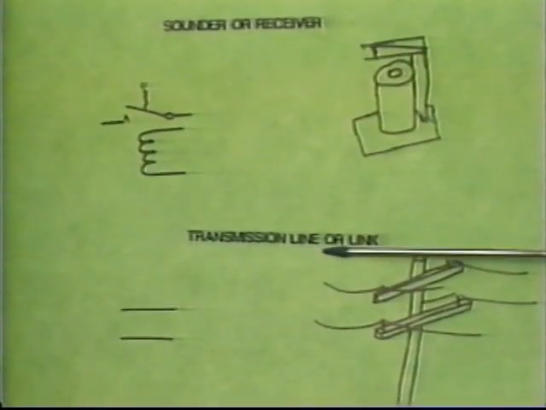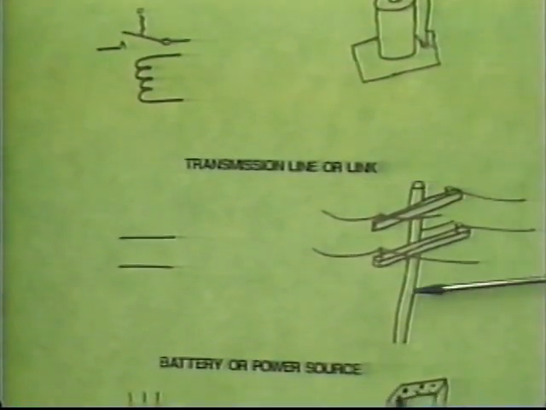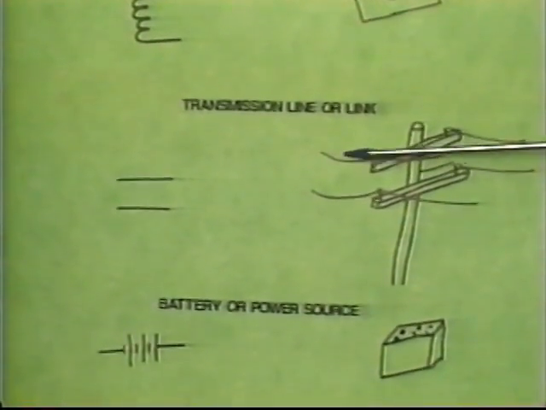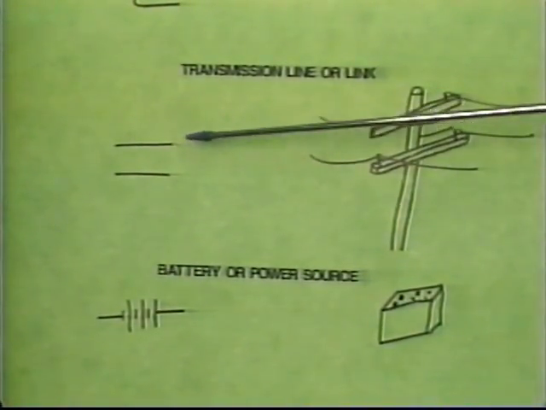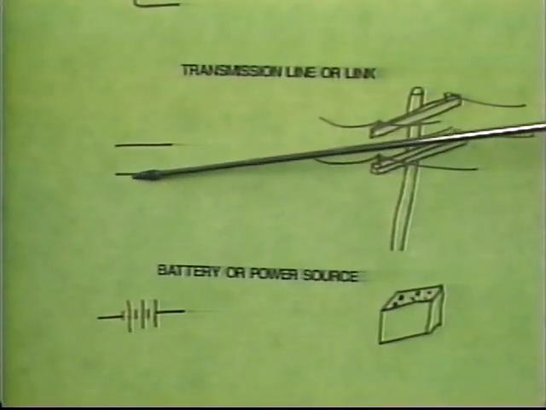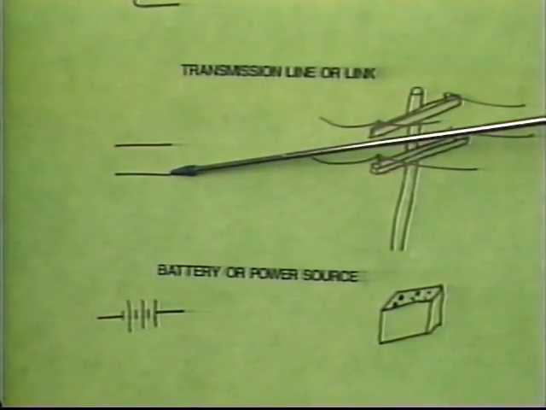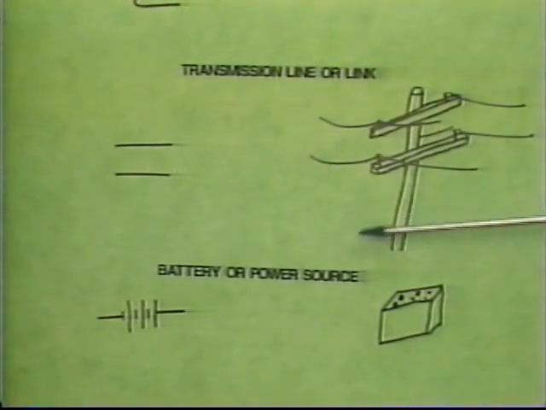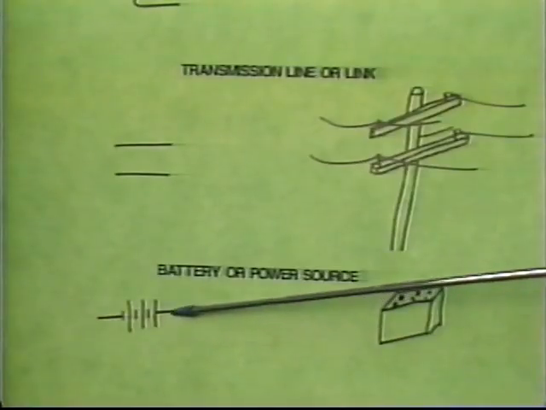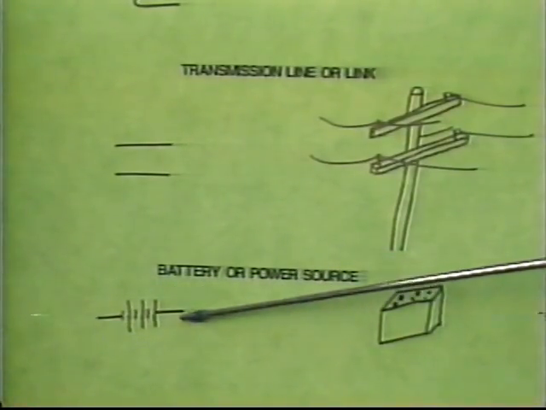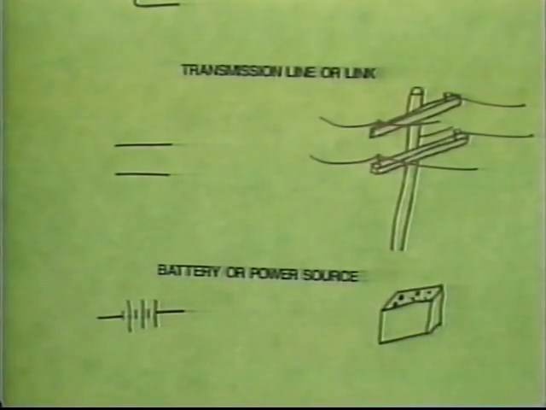Next is the transmission line or the link. You think of transmission lines or links as wires going across telephone poles, probably. All you'll see is just straight lines connecting the various points in our communication circuit. And finally, we have a battery here, or a power source for the circuit, and we show the battery or power source as a symbol like this in our network diagrams.